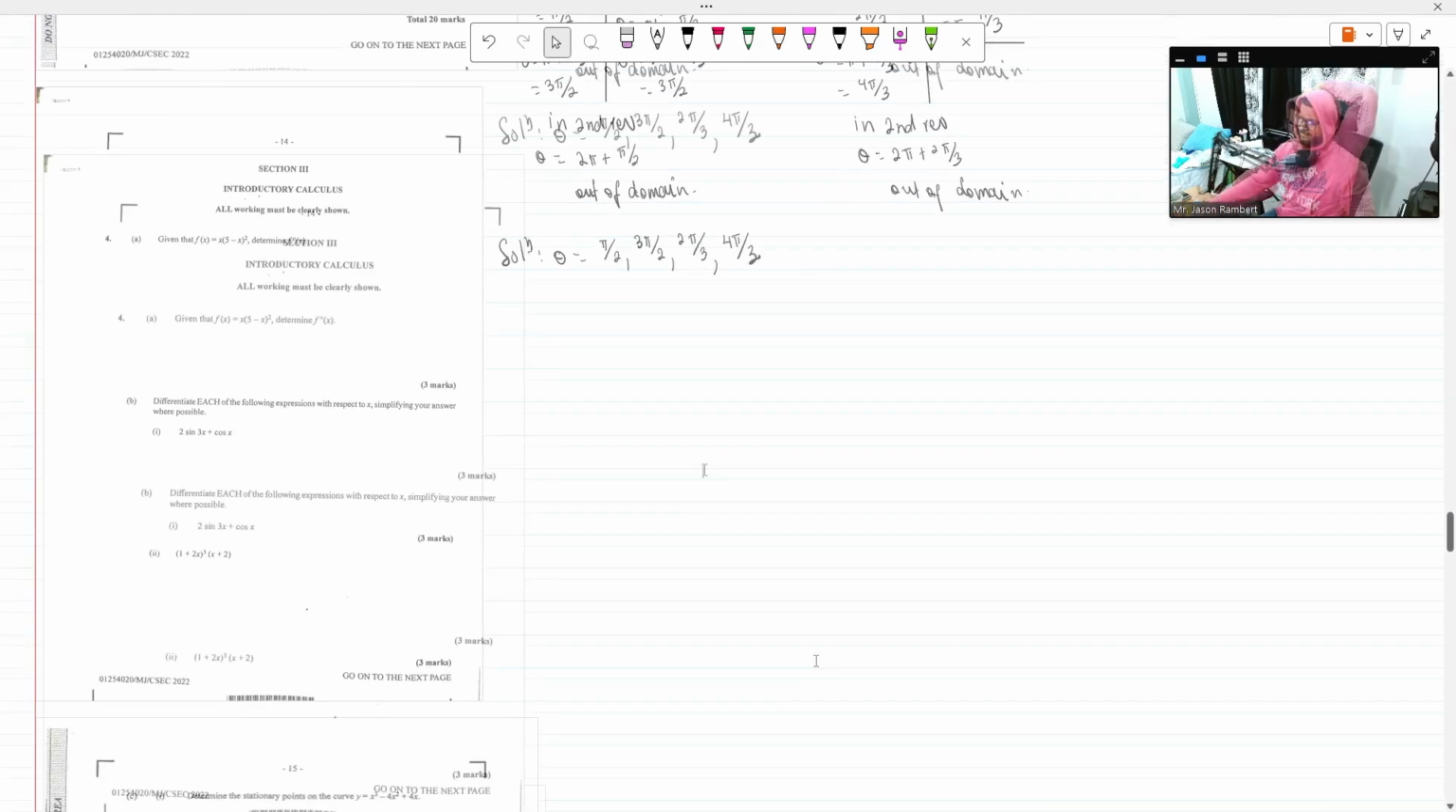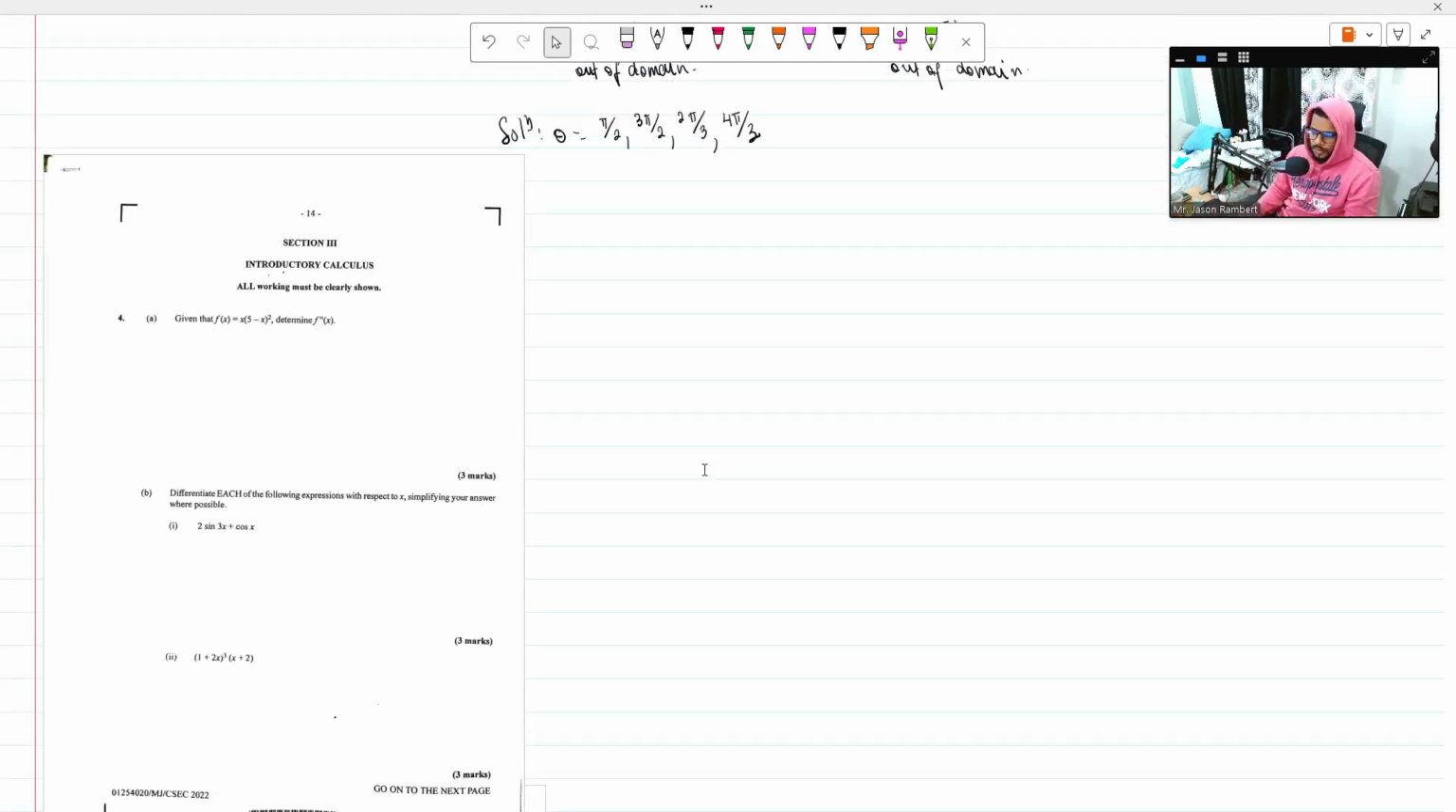Alright, that's it for number 3. Number 4. Given that f of x is x into 5 minus x all squared, we want to get the second derivative because I have to differentiate this twice. Because I have to differentiate it twice, I'm going to expand this out. x into 25 minus 10x plus x squared, which is 25x minus 10x squared plus x cubed.